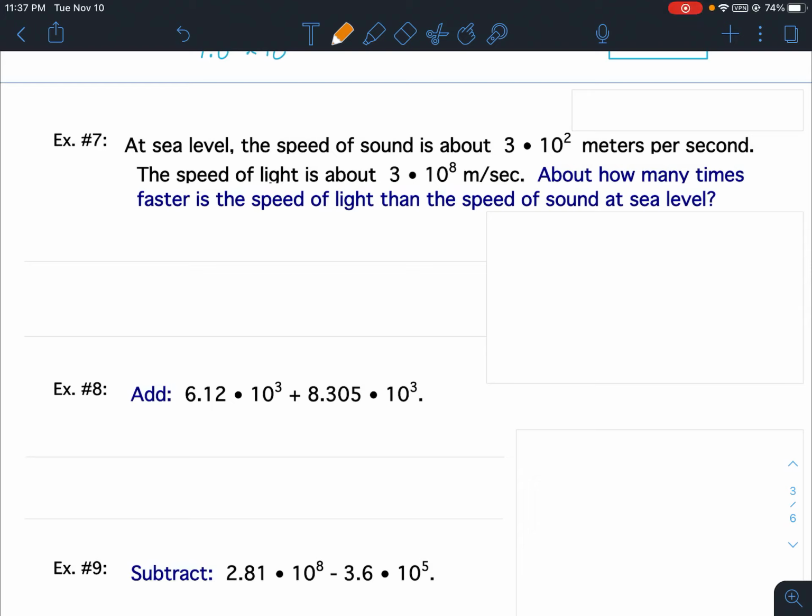Scientific Notation, Lesson 5 Notes. Example number 7. At sea level, the speed of sound is about 3 times 10 to the second meters per second. The speed of light is about 3 times 10 to the 8th meters per second. About how many times faster is the speed of light than the speed of sound at sea level?